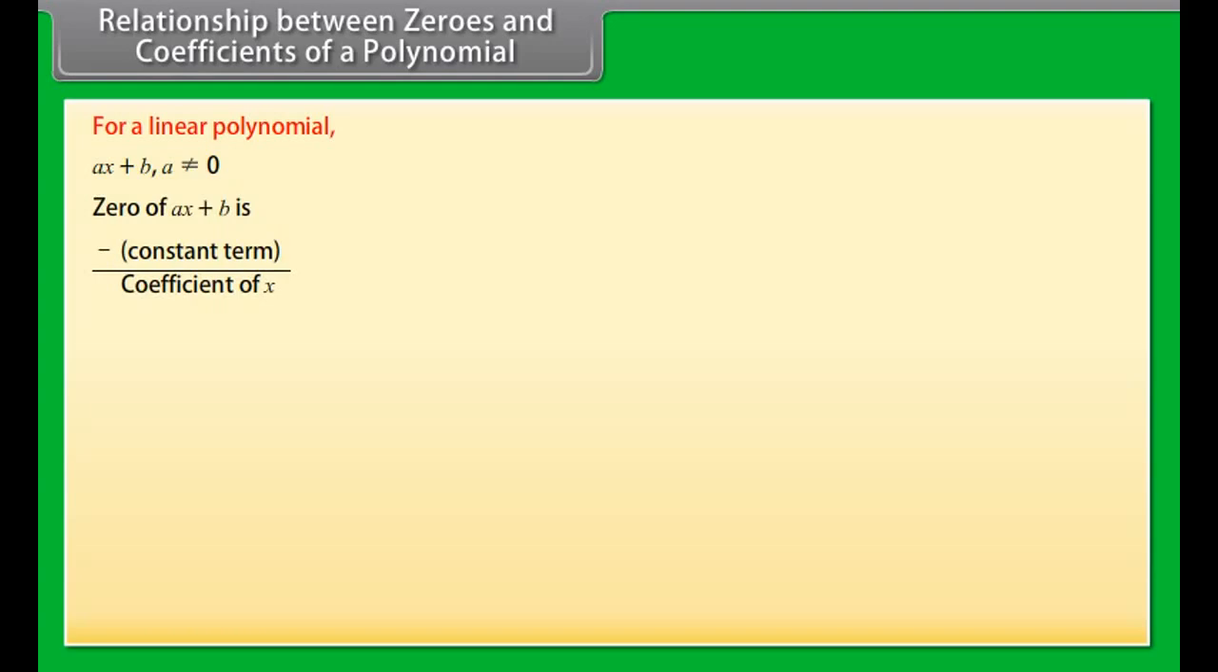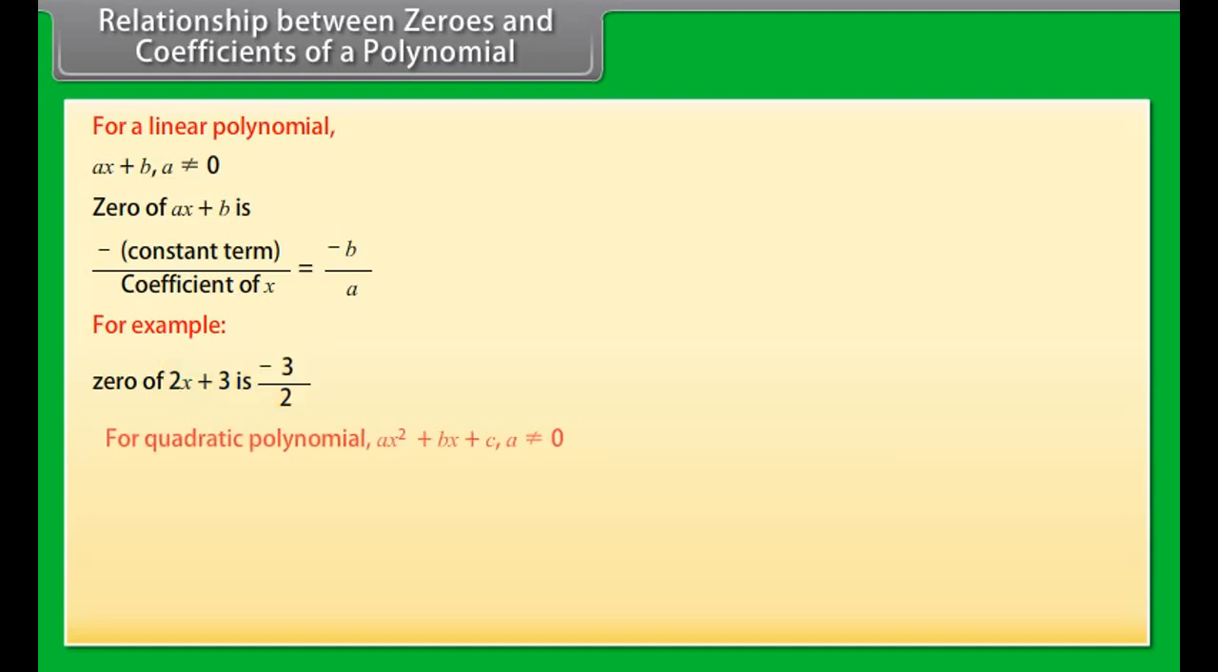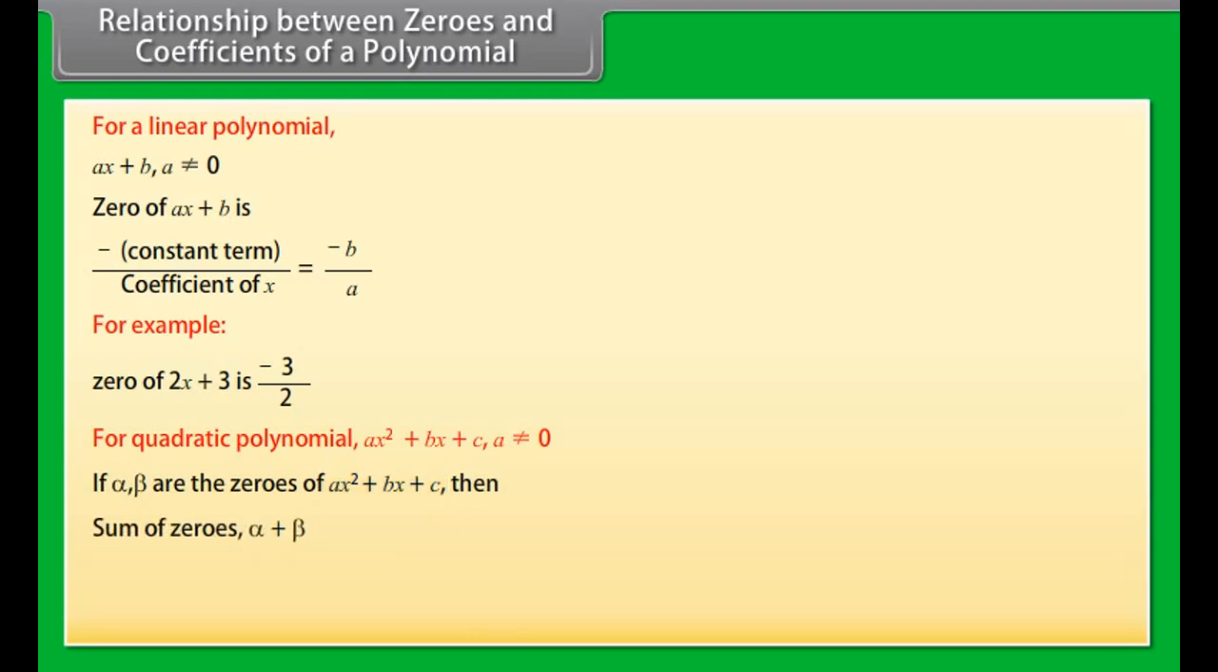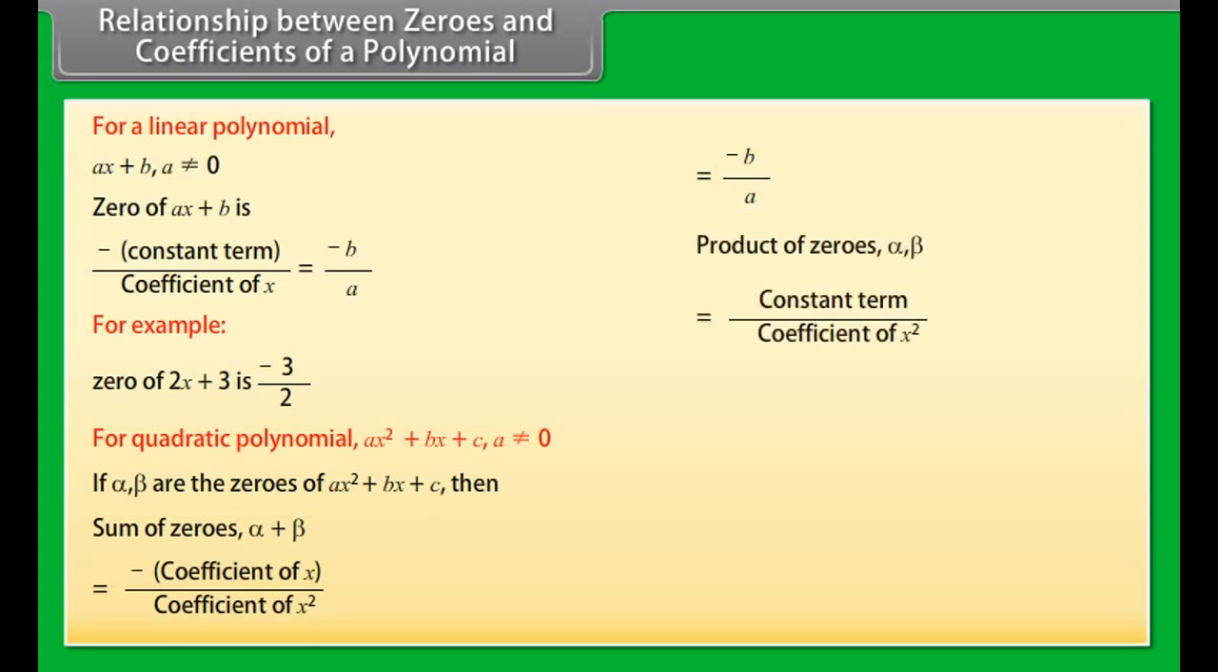Geometrical meaning of the zeros of a cubic polynomial. The polynomial equation y = ax³ + bx² + cx + d is a cubic equation. This is the shape of the graph for a cubic polynomial. Relationship between zeros and coefficients of a polynomial. For a linear polynomial ax + b, a is not equal to 0, the zero of ax + b is −constant term/coefficient of x, which equals −b/a. For example, the zero of 2x + 3 is −3/2.